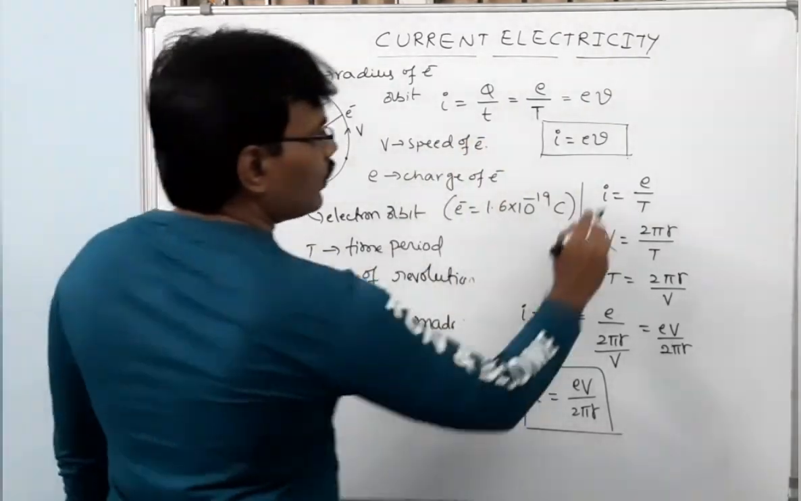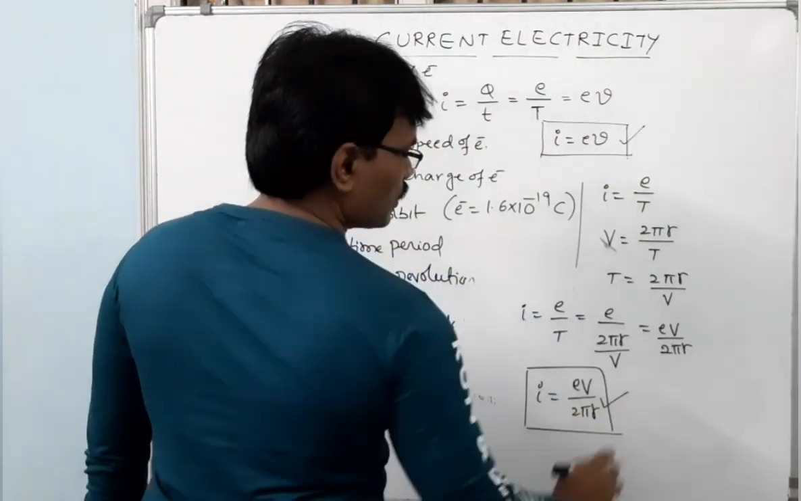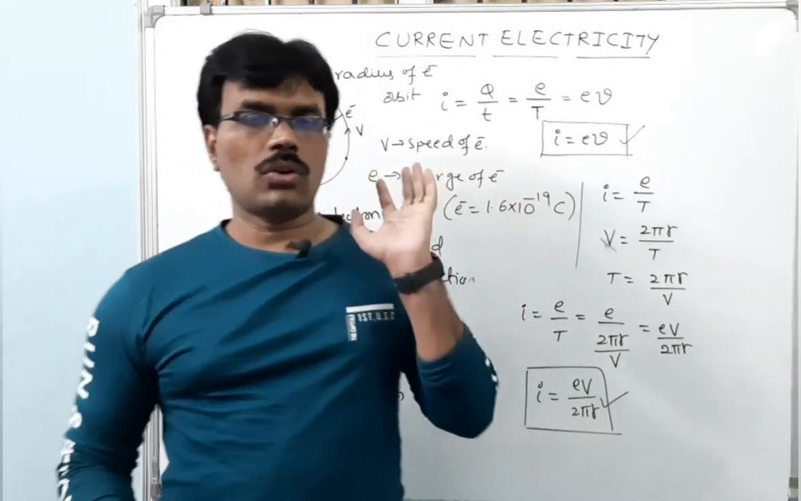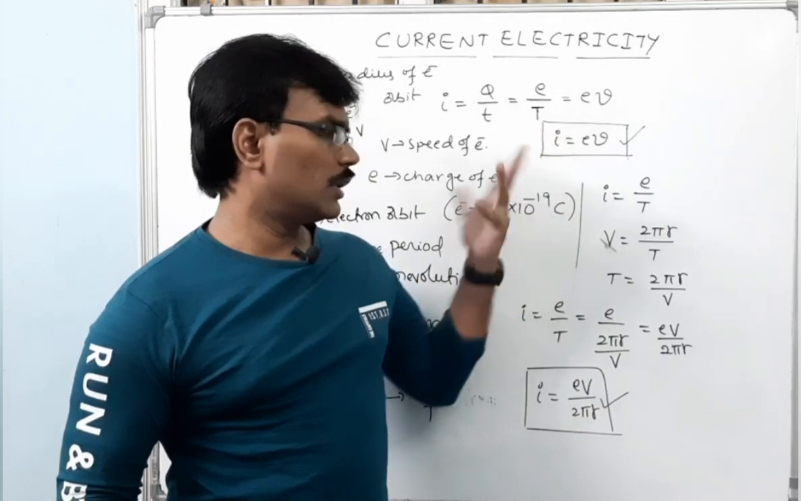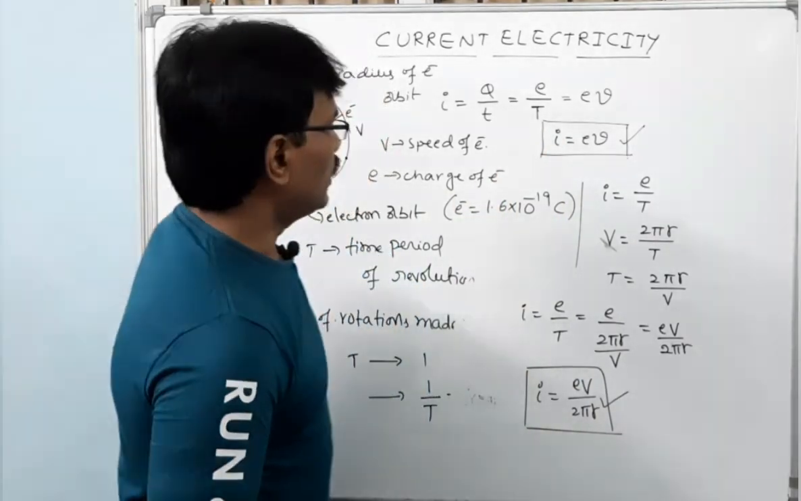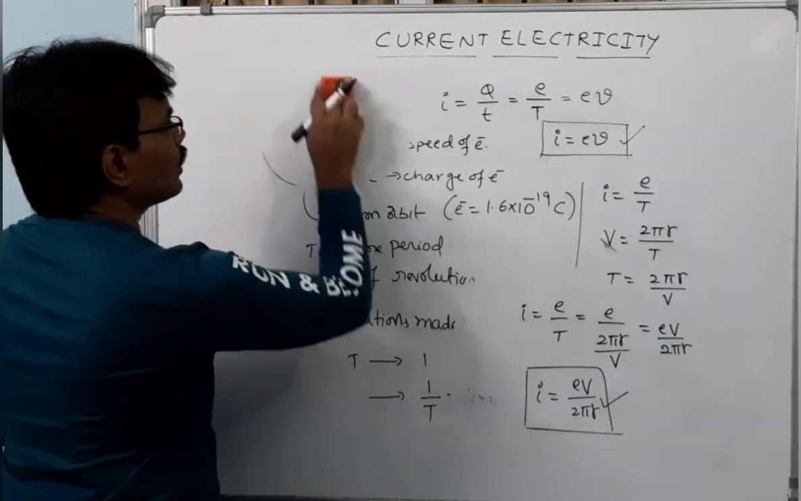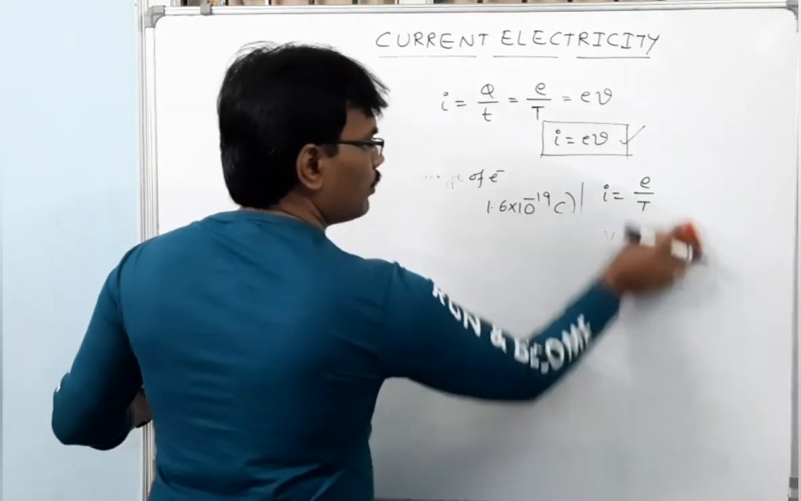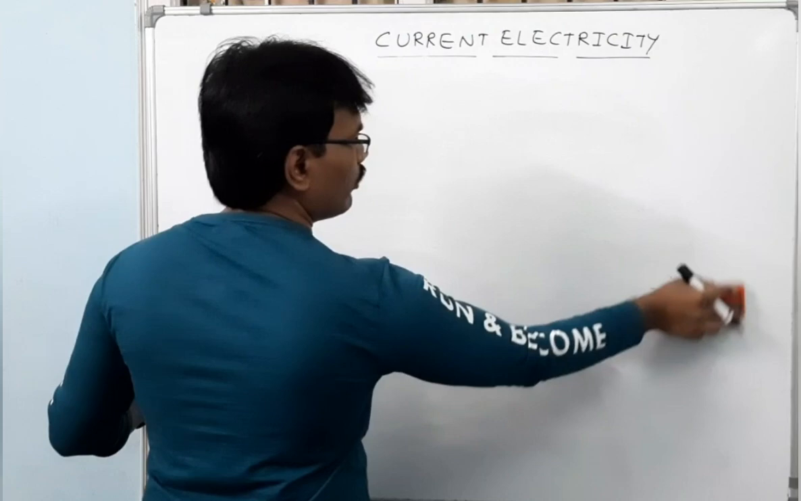Okay, so either you can use this formula or you can use this formula to find out the average current passing through any point in an electron orbit. Either this or this, any formula you can use to find out the electrical current due to the motion of electron in its orbit. Okay, right, now let us see another concept and then we go for numericals.